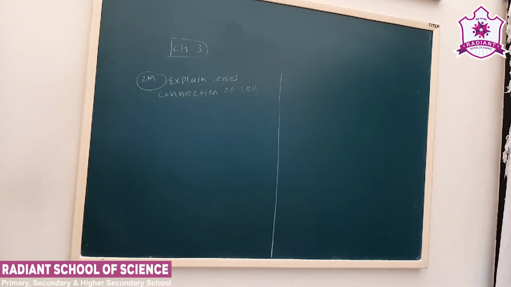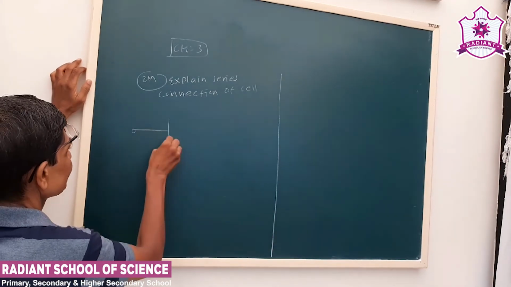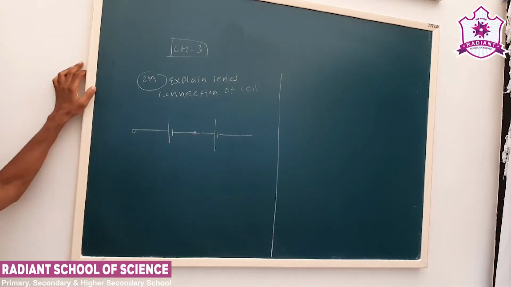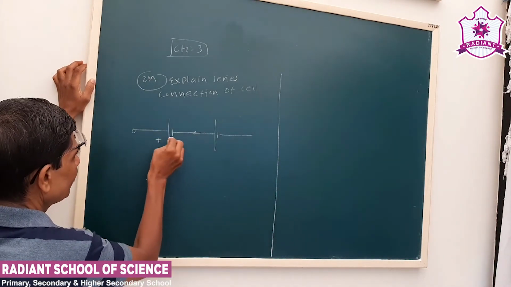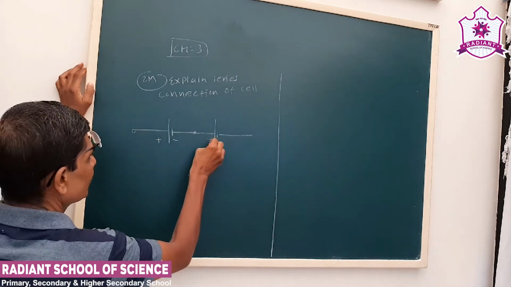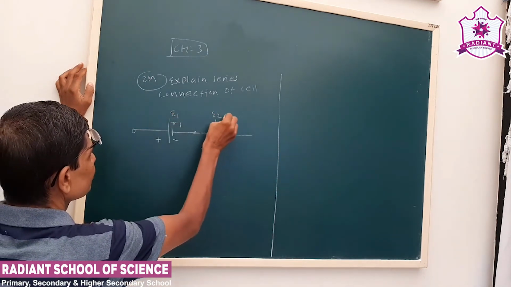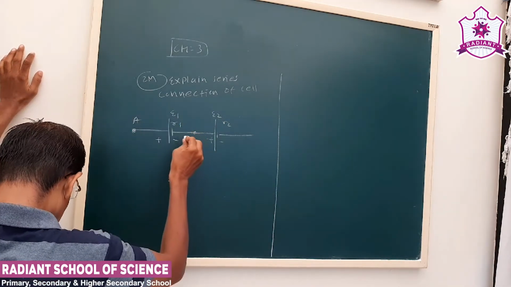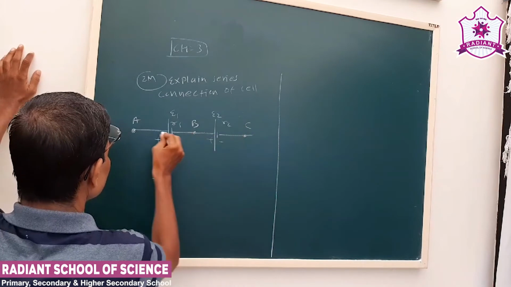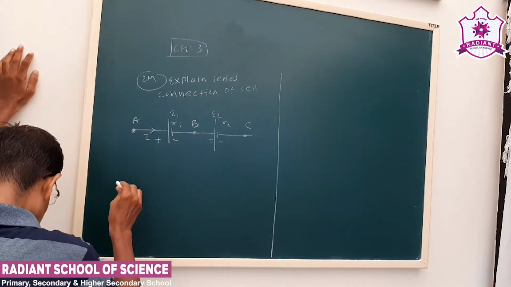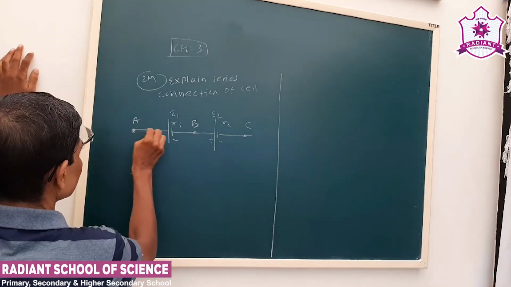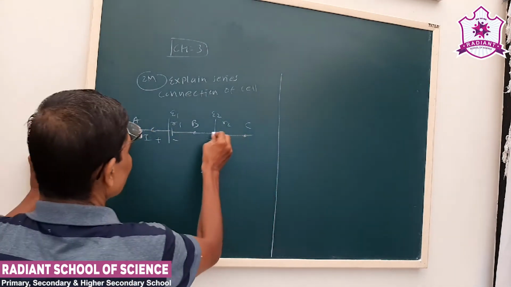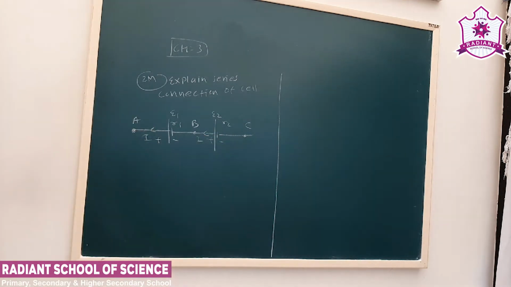Now here, there are two cells connected like this. One thing we have to keep in mind is plus and minus, and plus and minus. See, E1 and R1. Now let us say the points are A, B and C. The current is I. Current should start from the positive of the battery, so that's why it is mentioned like this. Here also, we say the current is I.